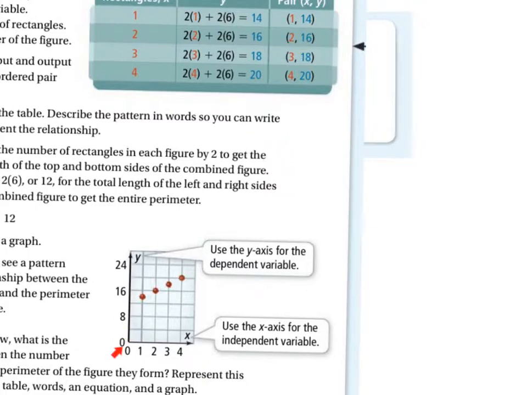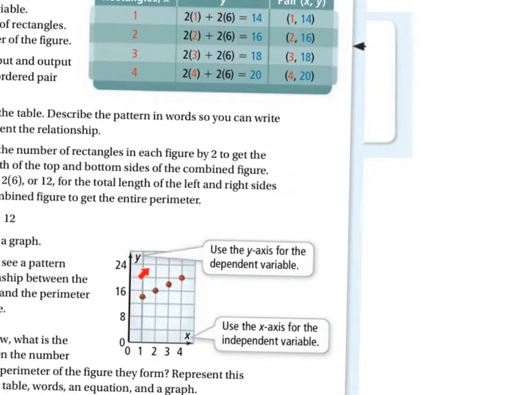2, 16. So 1, 2. So we start at the origin, and then it goes up. 4, 8, 12, 16. So I got it right that time. 3, 18. So start at the origin again. The 0, 0. 1, 2, 3. And then we go up. 4, 8, 12, 16, 18 is our 18.